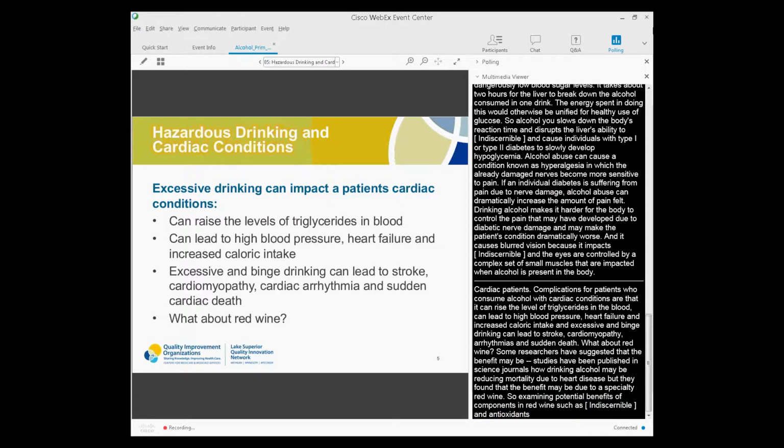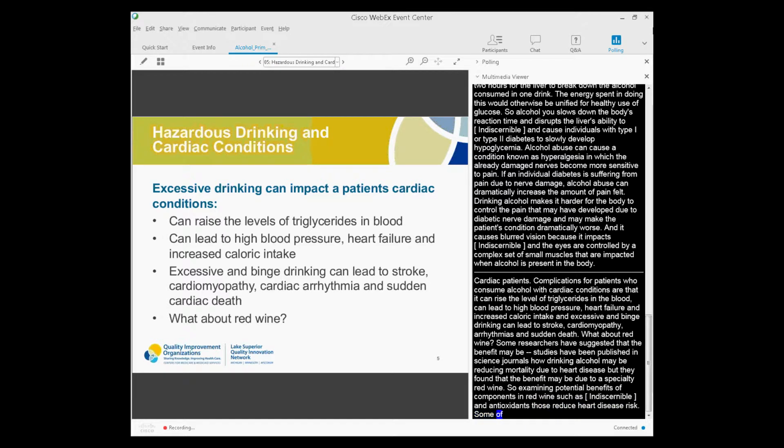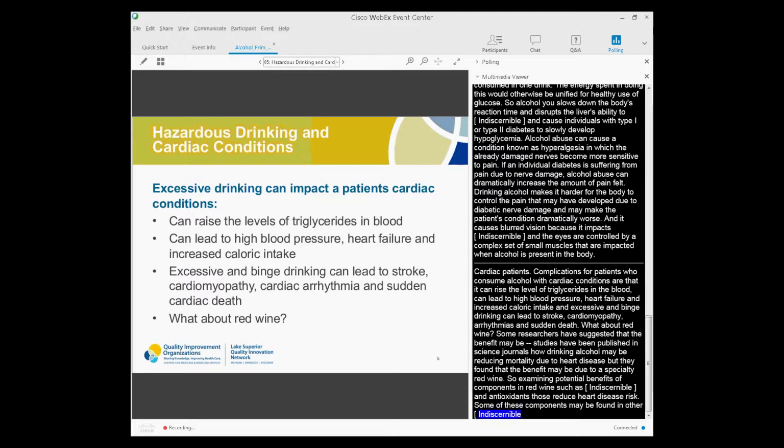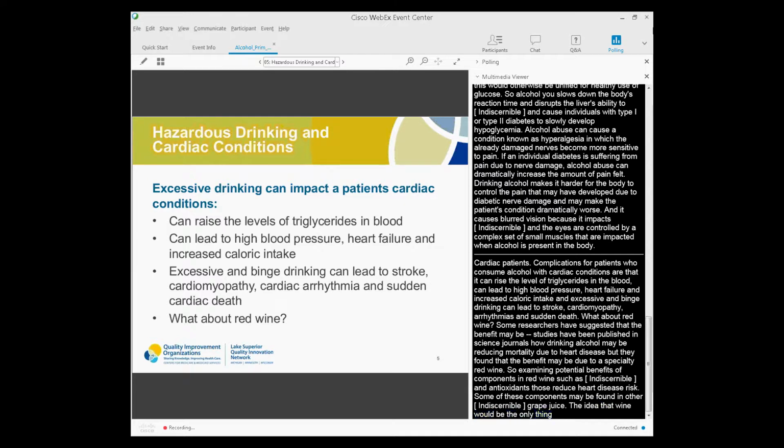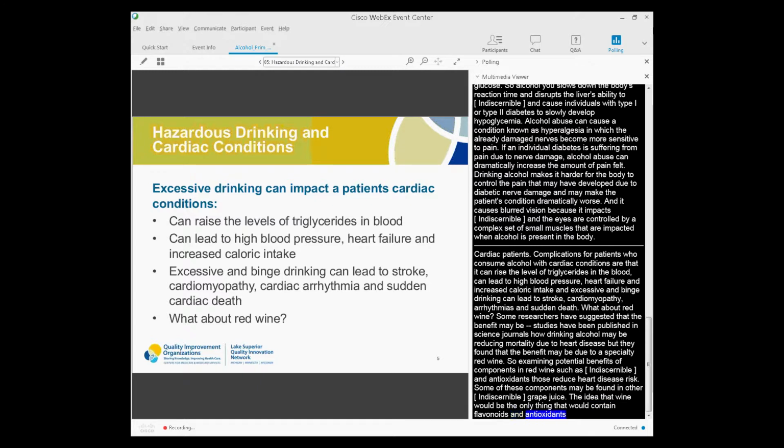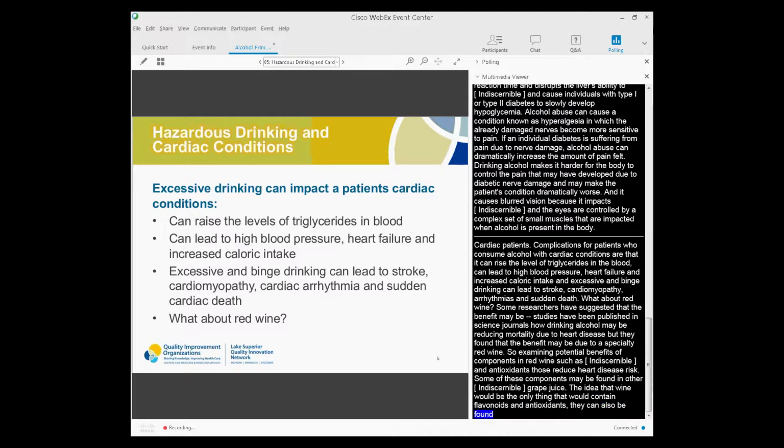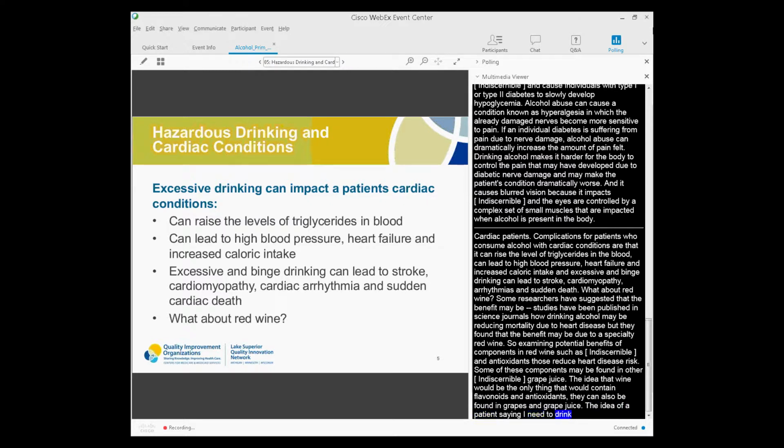Some of these components may be found in other foods such as grapes or red grape juice. So the idea that wine would be the only thing that would contain flavonoids and antioxidants is wrong, they can also be found in grapes and red grape juice. So the idea of a patient saying, well, I need to drink wine because it improves my cardiac function, they could easily be directed to another grape-based beverage.